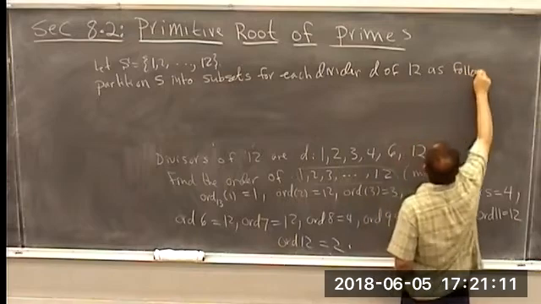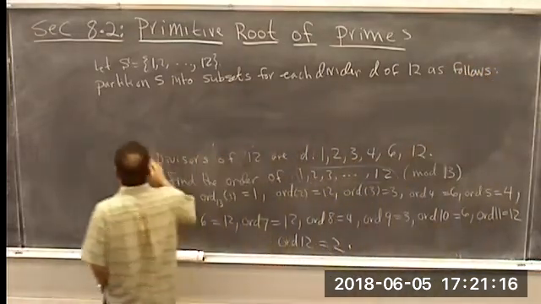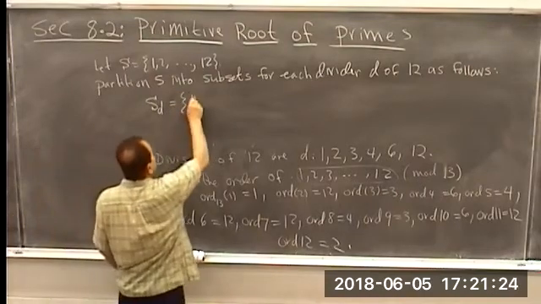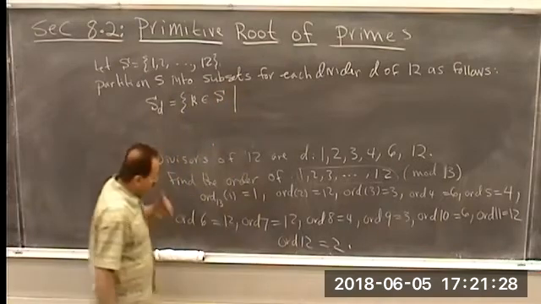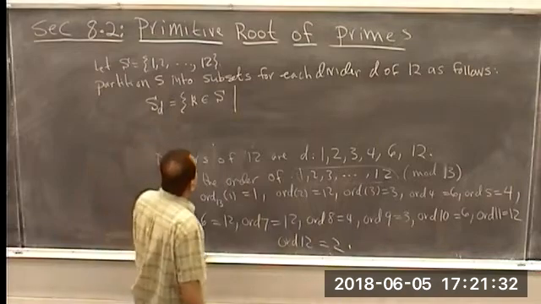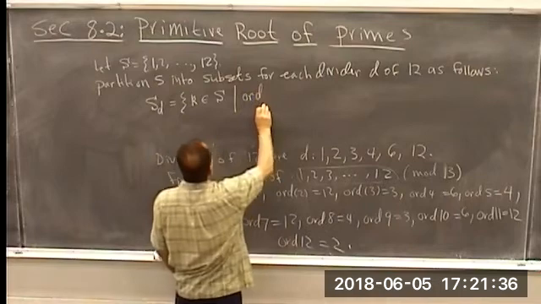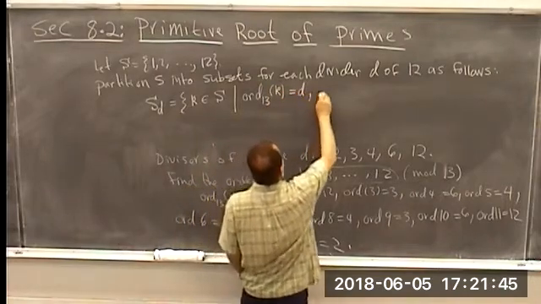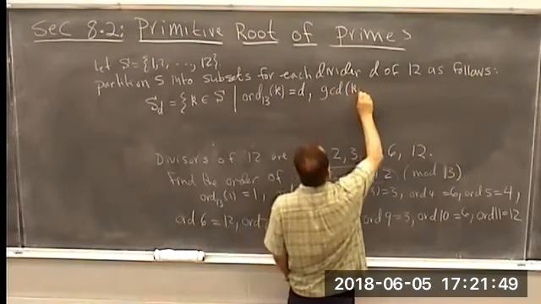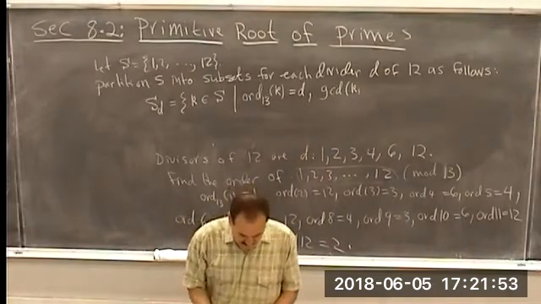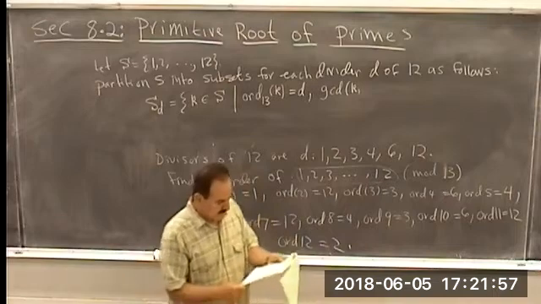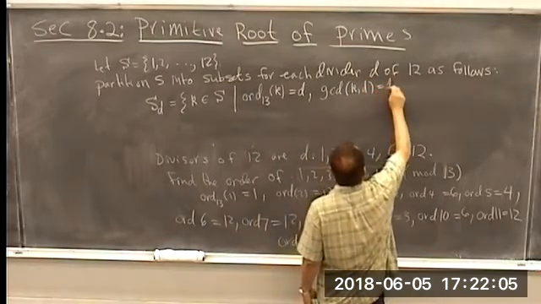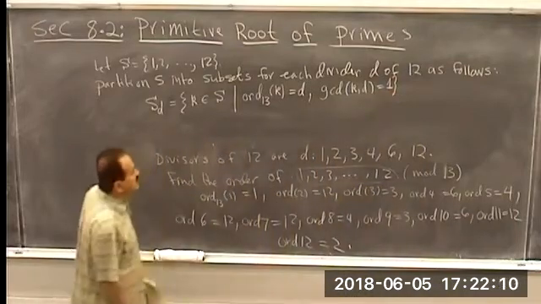We give the general construction, so we're going to call this subset S sub d. This consists of those integers k in S, from 1 to 12, that have order mod 13 of k equal to d, and of course the greatest common divisor of k and d equal to 1, that are relatively prime to d.